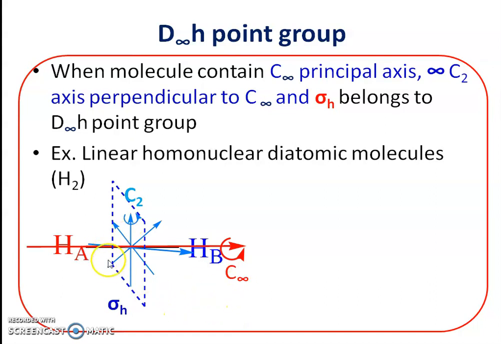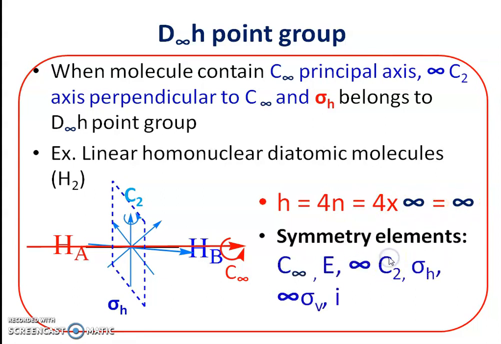So in this way, the hydrogen molecule fulfills the condition of the D infinity h point group, that is there is a C infinity principal axis, there are infinity number of C2 secondary axes at right angle to C infinity, and there is a horizontal plane. So the order for this D infinity h point group, h is equal to 4n, that is 4 into infinity, the value of n is infinity, so it is equal to infinity. It means in this molecule there are infinity number of elements or symmetry operations.